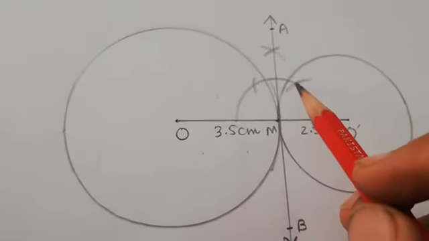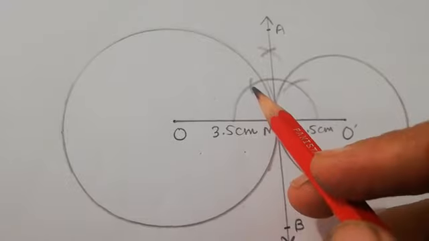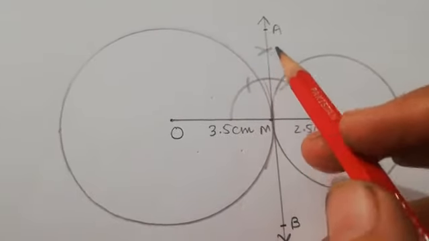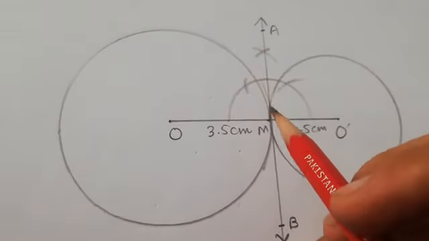Now we will put the compass at the first arc point and draw an arc up here, and we fix the compass at that point and draw the arc here. After that we will join this intersecting point to this point.